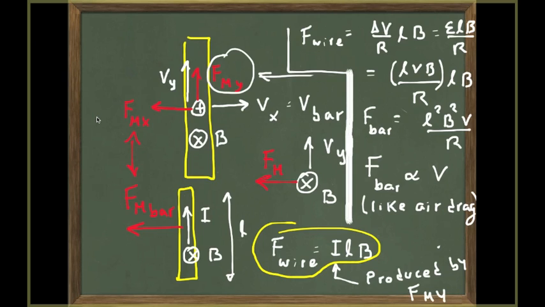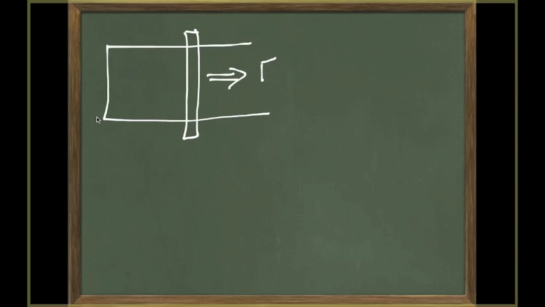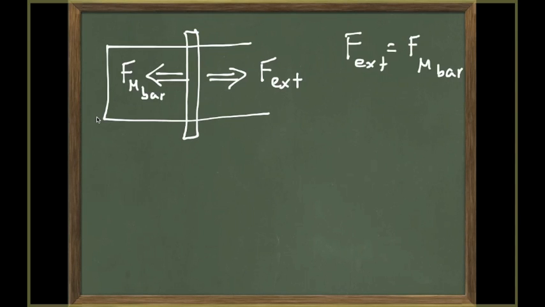Now you might wonder, if you have to apply a force to this bar, that means you're going to have to do some work to keep this bar moving. You're going to have to apply an external force to compensate for the fact that there will be a magnetic force trying to slow down the bar. And to keep this thing moving with constant velocity, those two forces need to be equal, right?